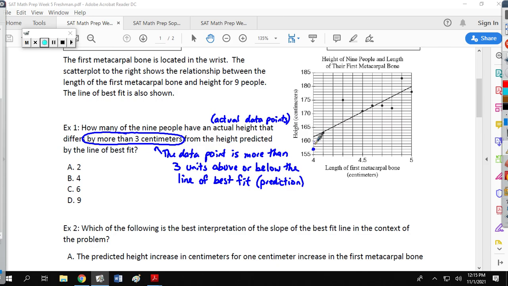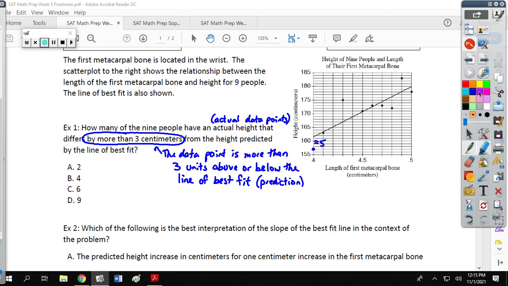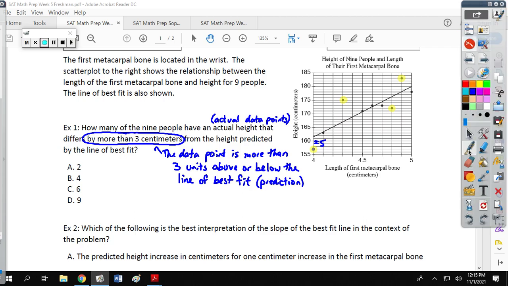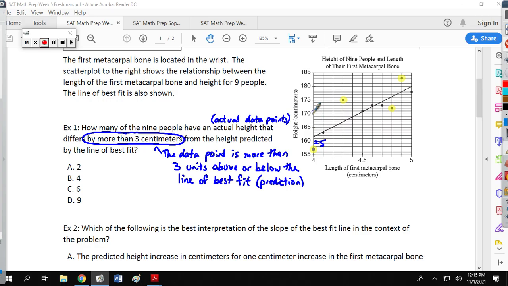So when we're looking here, what we're saying is, okay, here's a data point right here. That is 1, 2, 3, 4, about 5 units below the line. So that is way more than a 3 centimeter difference between the actual data and the line. So when we go through and we look at each of the 9 points, we have 1, 2, 3, 4 of those points that are more than 3 lines, more than 3 centimeters, which each line is 1 centimeter on the scale. So this one is about 5 units away.